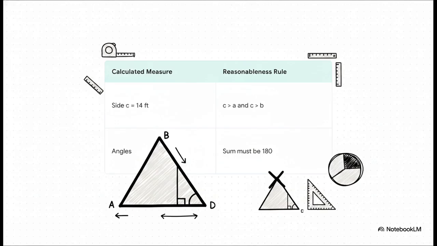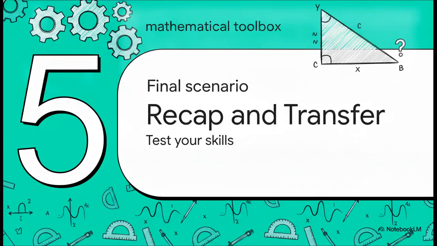If the problem is in feet, your side length's got to be in feet, not inches, and definitely not degrees. Next up, check your hypotenuse. If you calculated a hypotenuse of, say, 14 feet, but one of your legs is 20 feet, yeah, you know you've made a math error somewhere. Because the hypotenuse absolutely must be greater than sides A and B. It's the longest side. Finally, just do a quick mental check to ensure all three angles perfectly sum to exactly 180 degrees. And finally, Section 5, recap and transfer question.